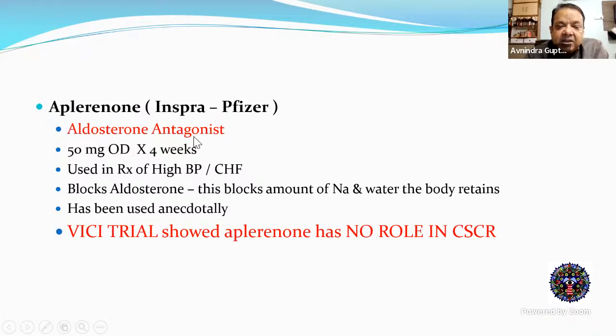Eplerenone is an aldosterone antagonist, given in the dose of 50 milligram OD or 25 milligram BD for 5 weeks. It is usually used in high BP patients or congestive heart failure patients. It blocks the aldosterone, which blocks the amount of sodium and water in the body, has been used anecdotally, and there are various reports where it has shown improvement. There is an RCT which showed eplerenone has no role in central serous retinopathy. But many reports suggest that eplerenone does benefit patients with subfoveal leak.